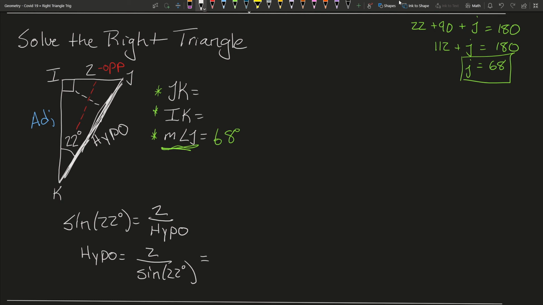So on your calculator, I would do 2 divided by, and then open a set of parentheses and type in sine of 22. And we end up getting 5.38. And this would say to round to the nearest tenth. So it would just be 5.3. And the reason we don't have any radicals or anything in here is because we're dealing with an angle that isn't 30, 60, or 45.